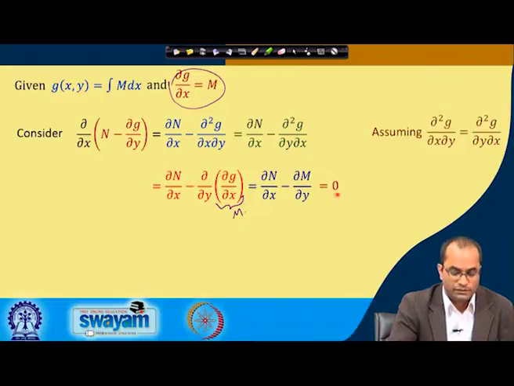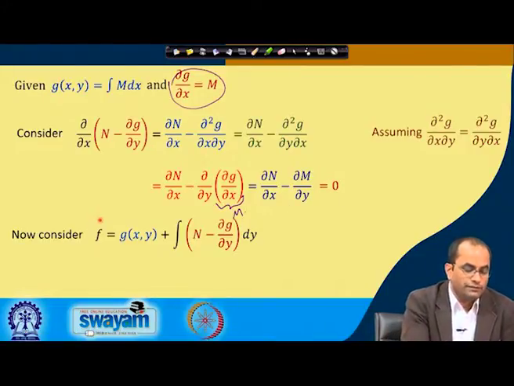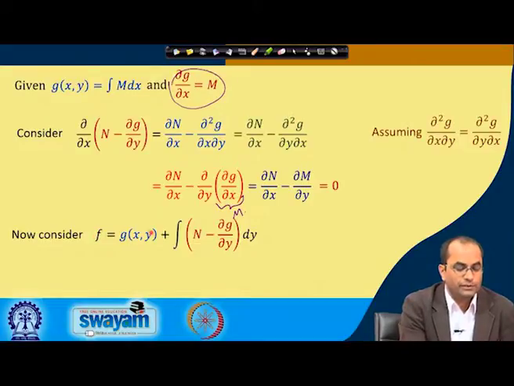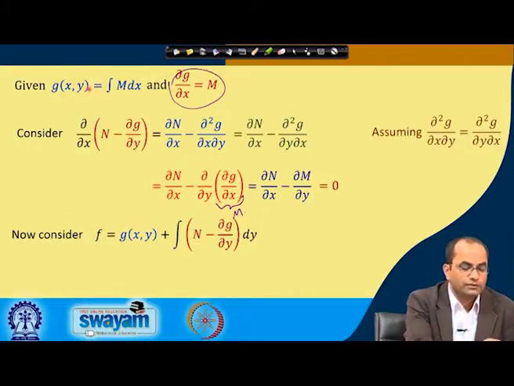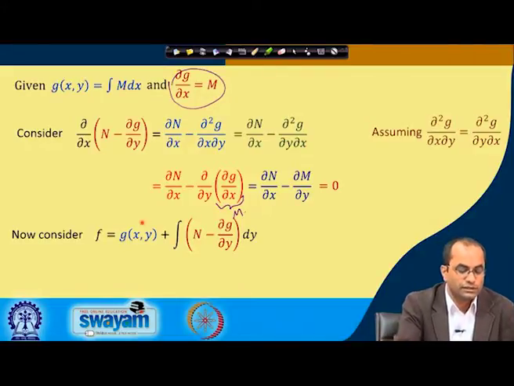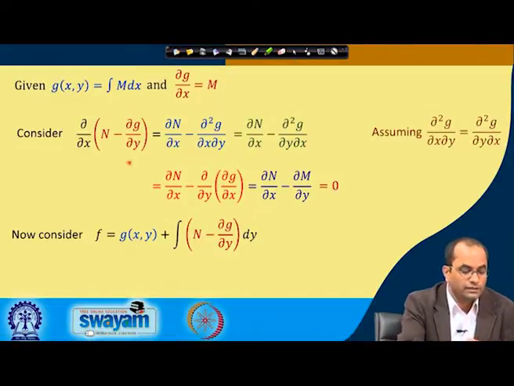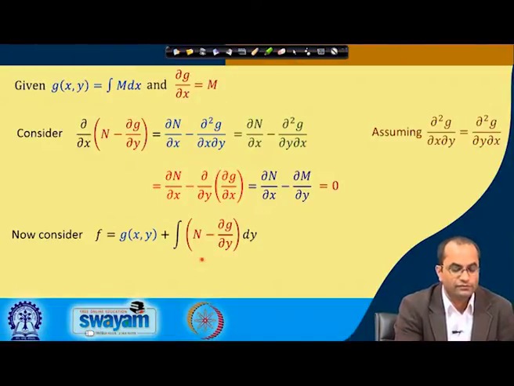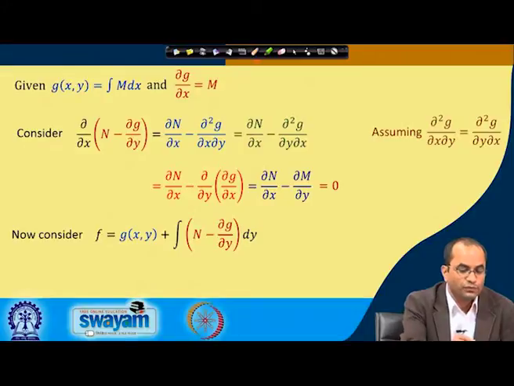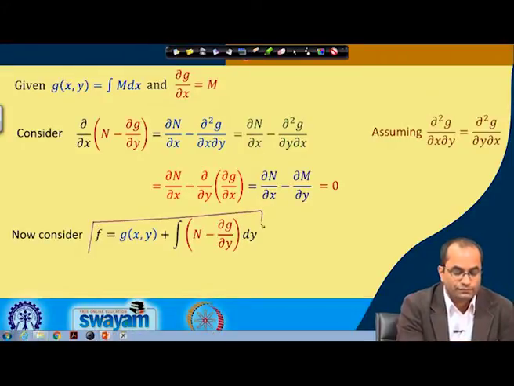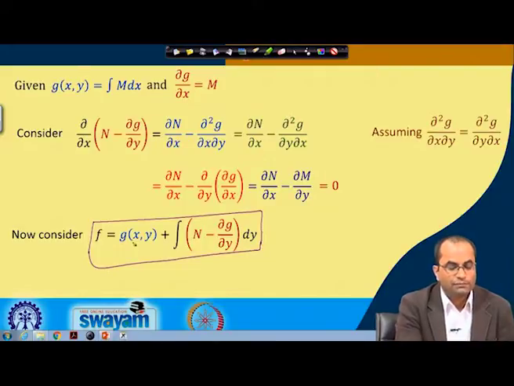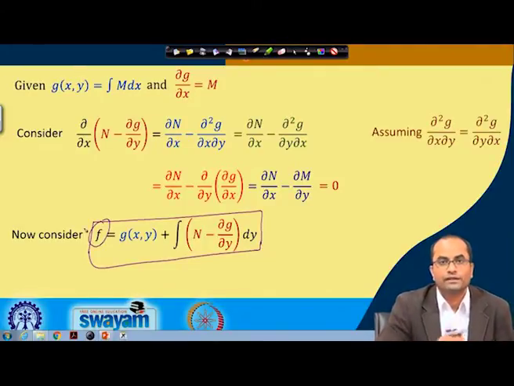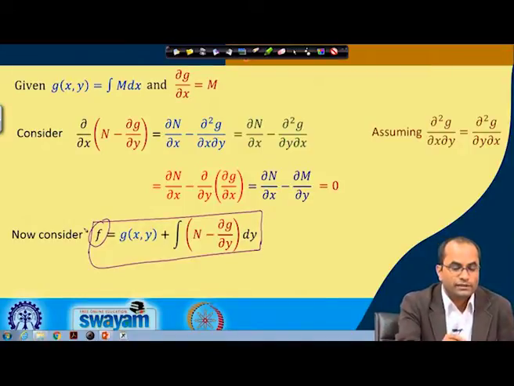So, with this we can now construct this f, where g is what we have constructed as the integral of m. So, f is g plus the function n minus del g over del y, which is a function of y alone, and we are integrating with respect to y. What we will prove now is that this f actually solves the purpose, meaning the differential of this f is nothing but m dx plus n dy. We will show this in the next slide.